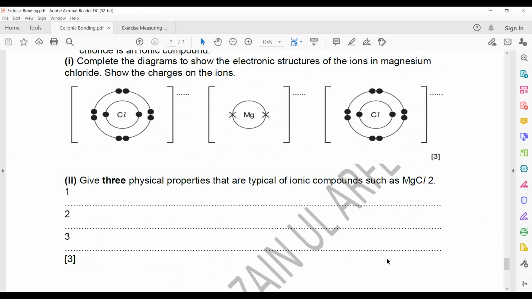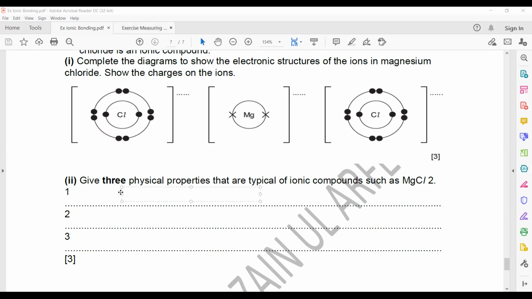Next, give three physical properties. Physical properties refer to things like the melting point and the boiling point. So the physical properties of an ionic compound: it will have a high melting or boiling point. If you write high melting point, high boiling point, that is 1 mark. You can mention it can conduct electricity in a molten or aqueous state. And third, you can mention they are water soluble or dissolve in water.